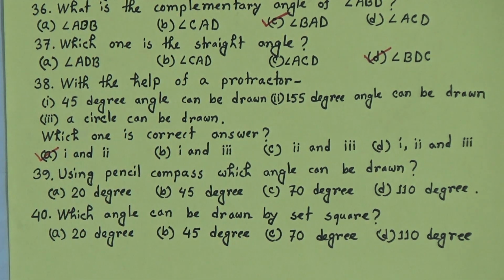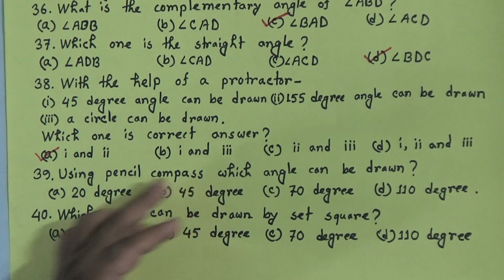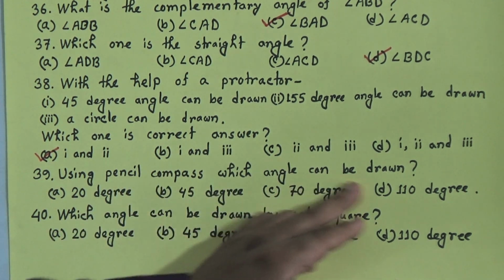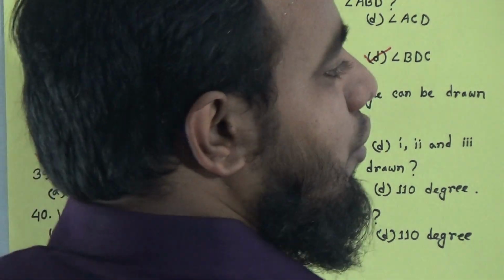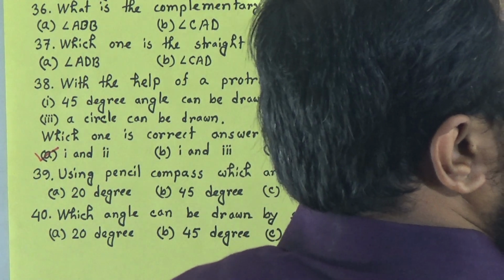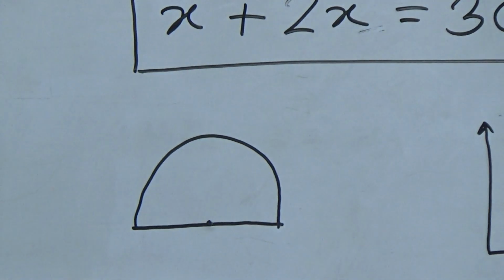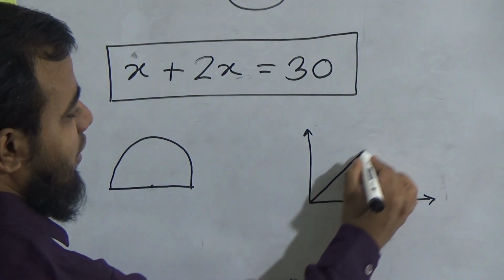Now, number 39. Number 39 says using a pencil compass, which angle can be drawn? Look at the board very carefully. We can draw a right angle with the help of the pencil compass, and we can divide it into two parts.